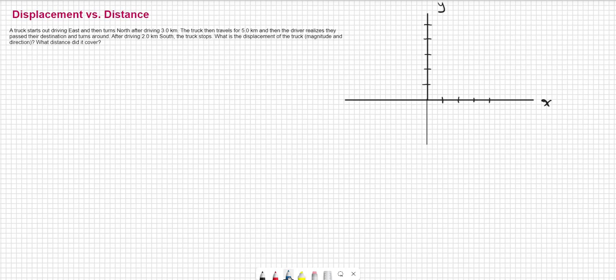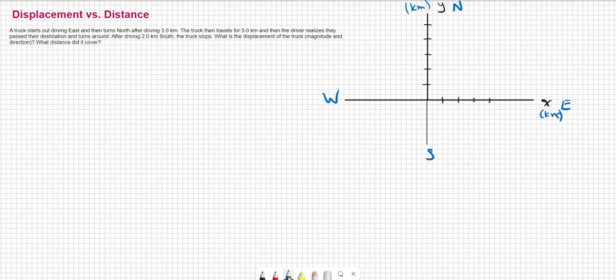So just think about looking at a map. Our positive y-axis is going to be north. Positive x-axis is going to be east. Negative y is going to be south. Negative x is going to be west. And since we're dealing in units of kilometers, we'll just say that each of these marks represents 1 kilometer. So this is in kilometers.